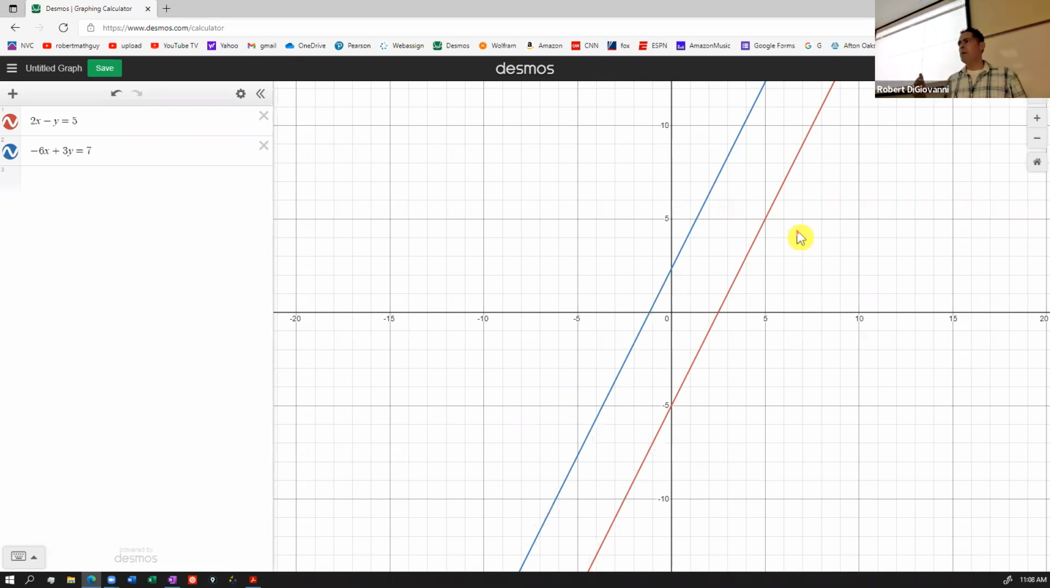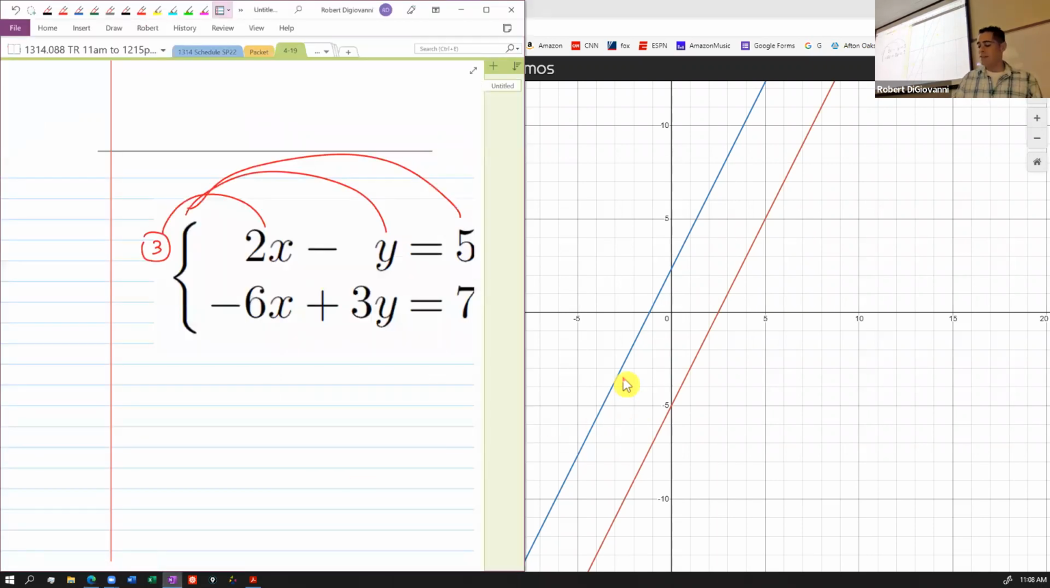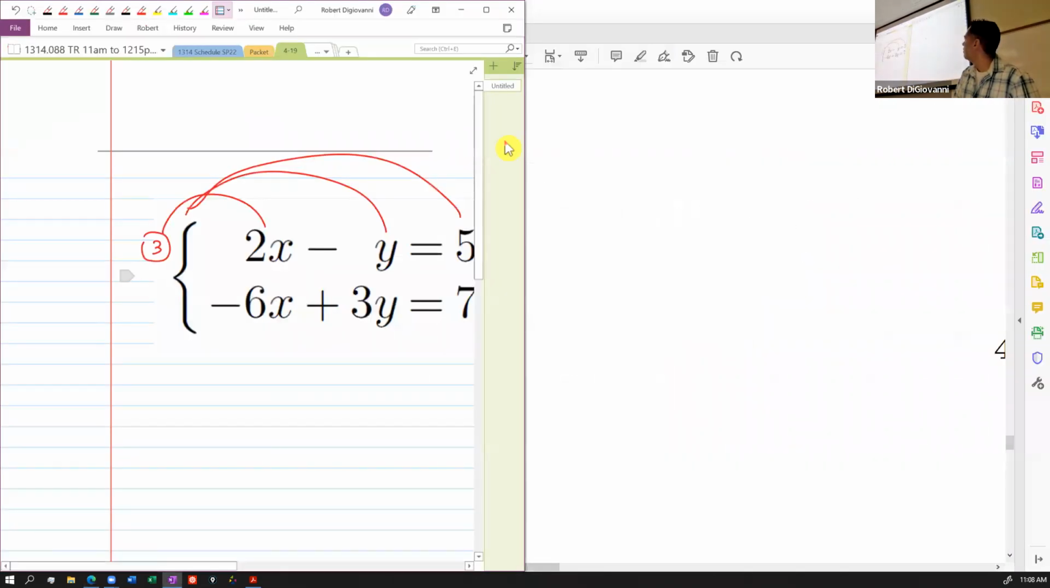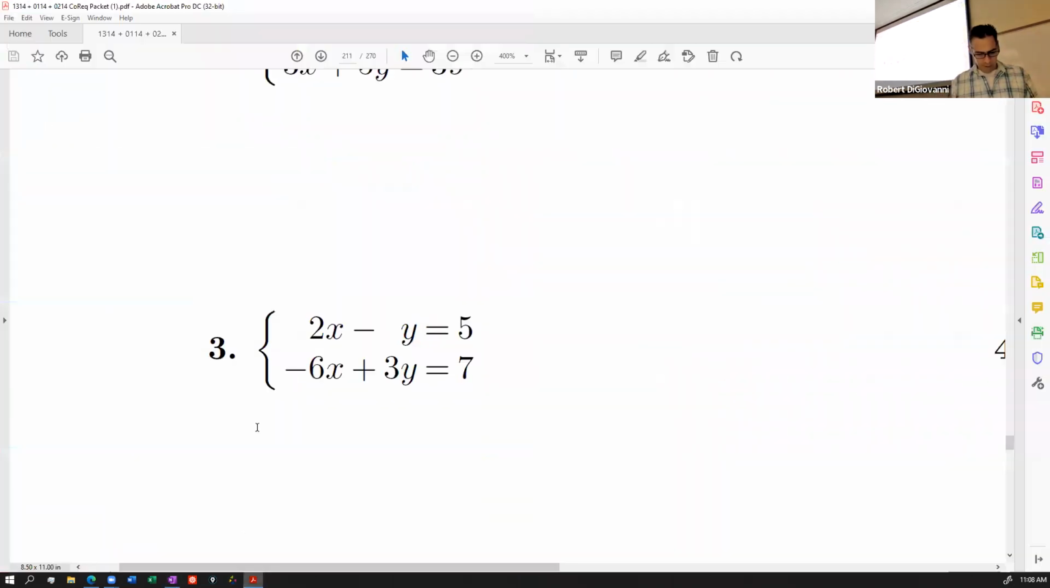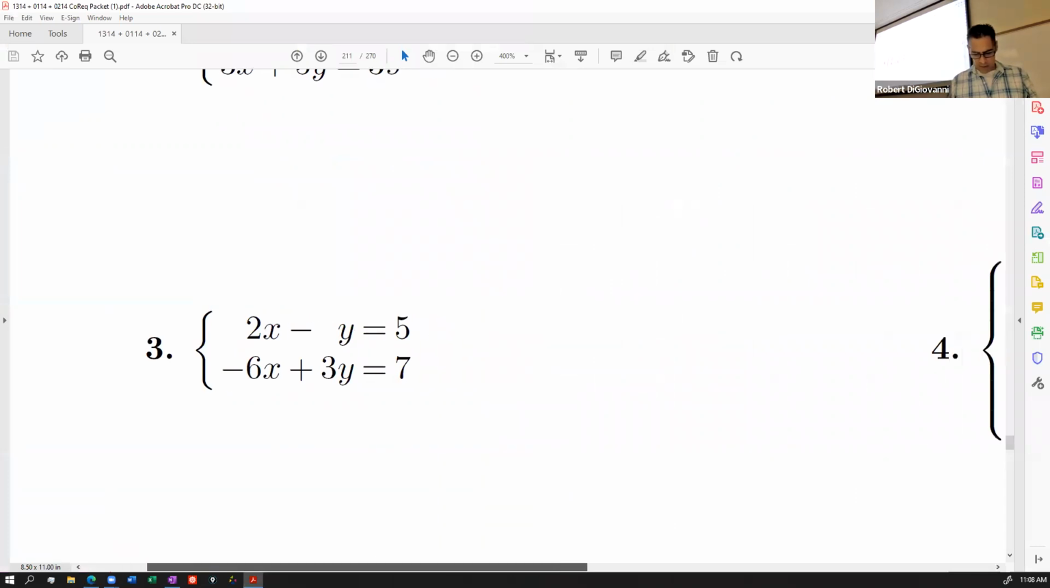So just be careful, because every time we did this in last class, we got an actual answer, a point, an x and a y. Here, the thing that tells you that we have no solution is the fact that we get some nonsense at the end, that 0 equals 22. That was an interesting one to pick first, but it is what it is. Let me look at another one here.